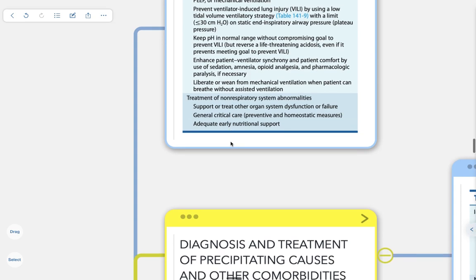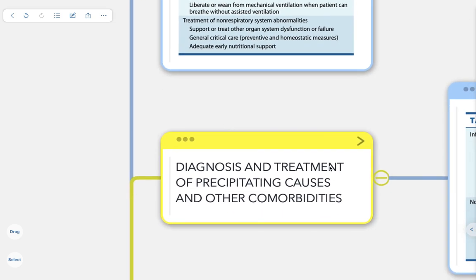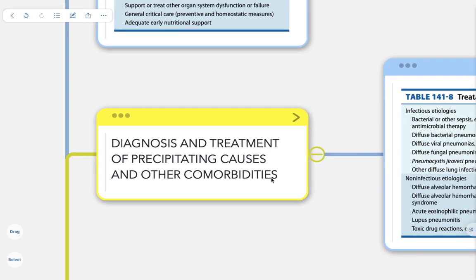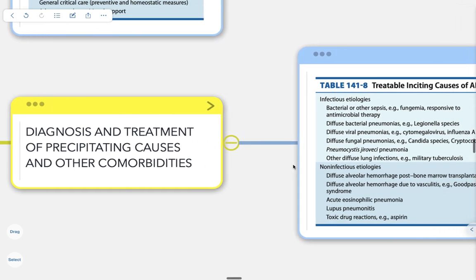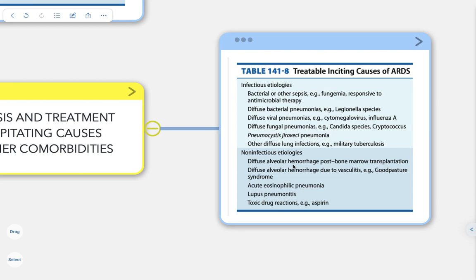Then, after studying this, let's come to the diagnosis and treatment of precipitating causes and other comorbidities. Now, we don't want to dwell into each and every precipitating cause, but let's just divide the treatable causes into infectious etiologies and non-infectious etiologies.